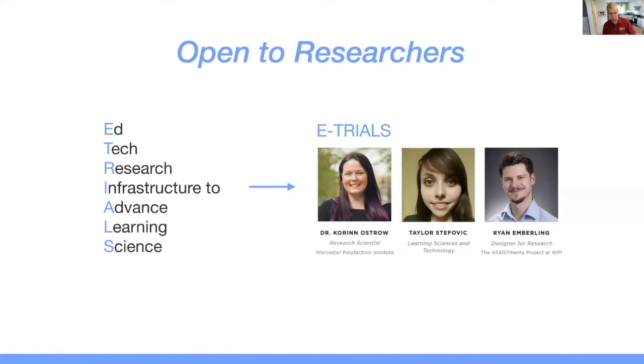But before I do, I just want to say the last bit of what we do. We run something called e-trials. If you're a researcher and you want to run a randomized control trial on our 300,000 kids, you can propose a study. It will go to Dr. Ostro, and she's actually running this.